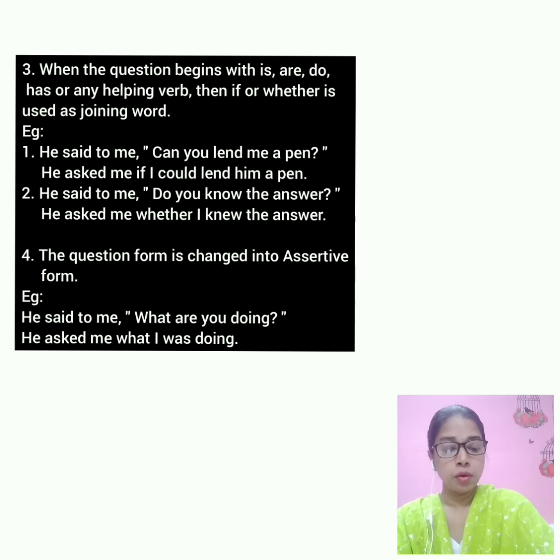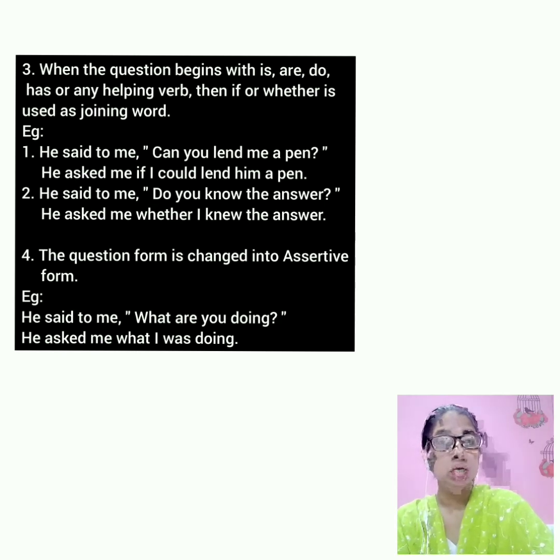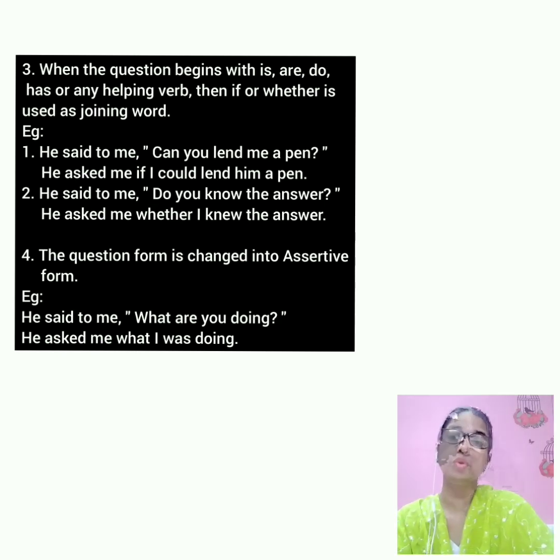So, when you are changing the question form into assertive form, that is a verb plus subject form into subject plus verb form, that is why it becomes necessary also to change the reporting verb into ask or inquire, to give an idea that the speech was a question. That is the main reason that you change the word said into ask or inquire, just to show that a question was asked. So in the example you can see, he said to me, what are you doing?